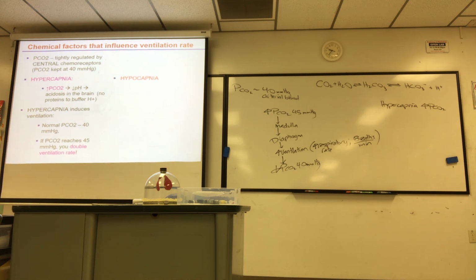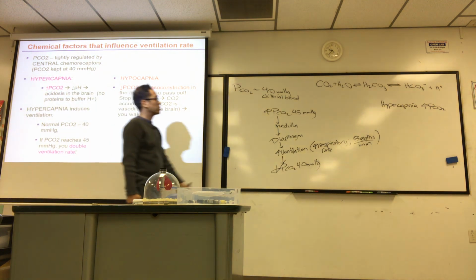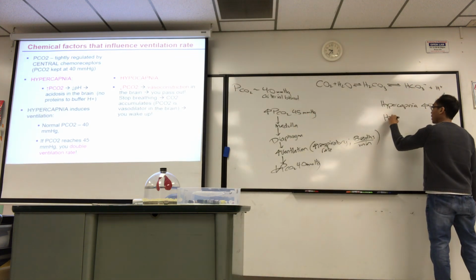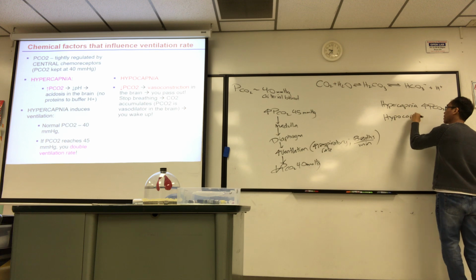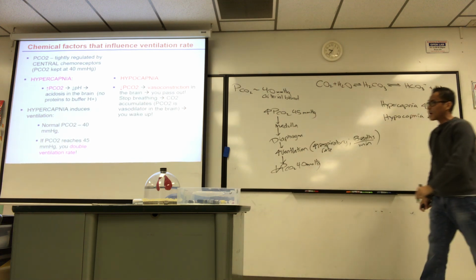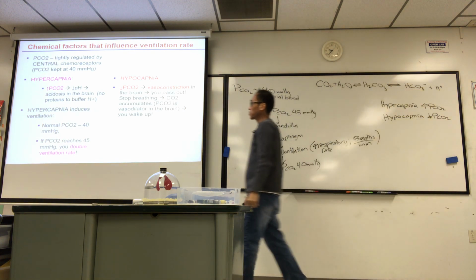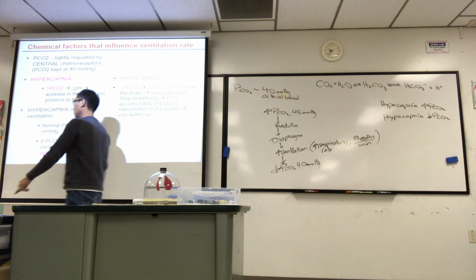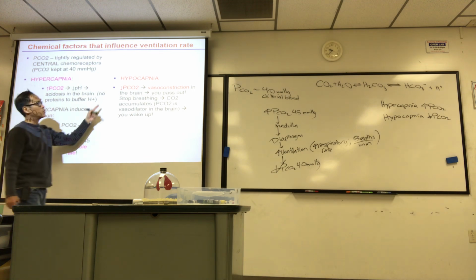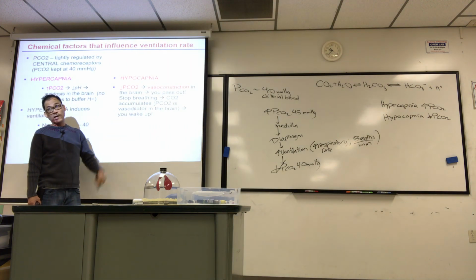Now the opposite is true. Hypocapnia causes problems. So hypercapnia, a problem. Hypocapnia is a drop in the partial pressure of CO2. What you may not know is that CO2 is a vasoconstrictor in the brain. I'm sorry, I said that wrong. CO2 is a vasodilator in the brain. So when the level drops, you get vasoconstriction. That makes you pass out.